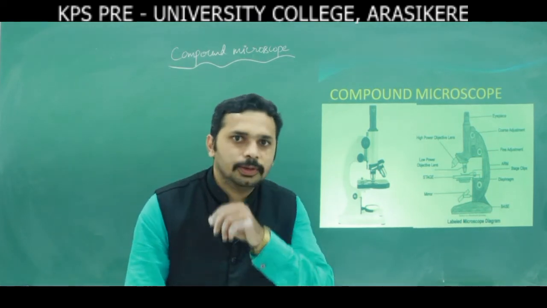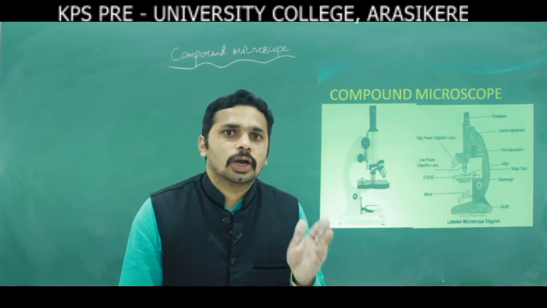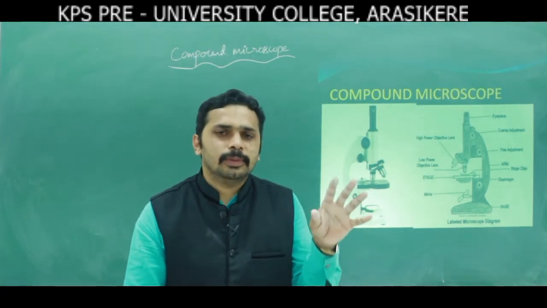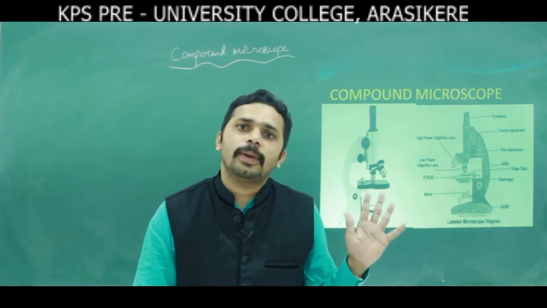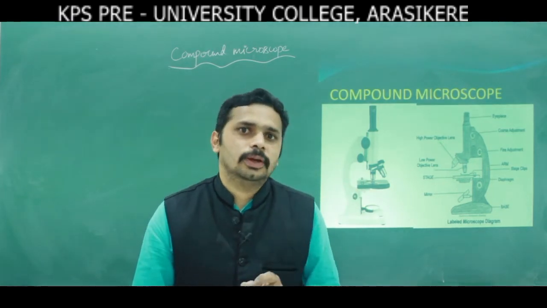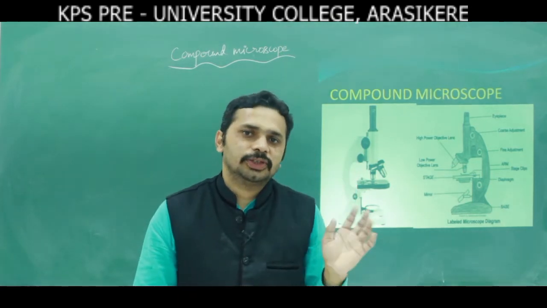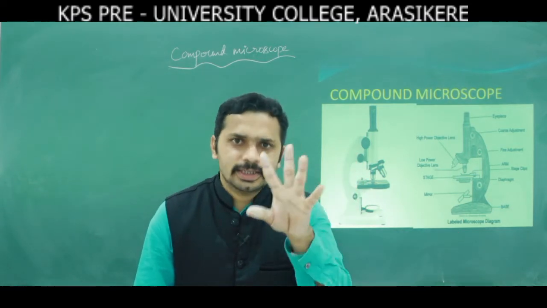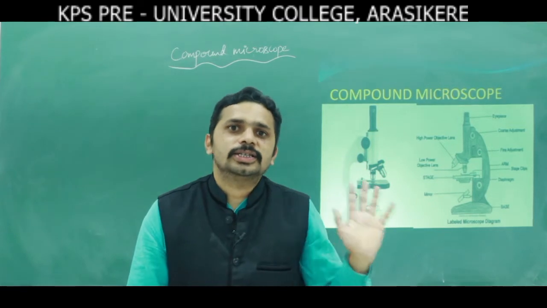Dear students, now we are going to discuss another type of microscope, the compound microscope. Know that in the simple microscope some limitations are there. The maximum magnification is 9 times. That is the limit of magnification using a simple microscope. Also, in a simple microscope you use only one lens, that's why the image quality is not up to the mark. The quality of the image is less in a simple microscope.